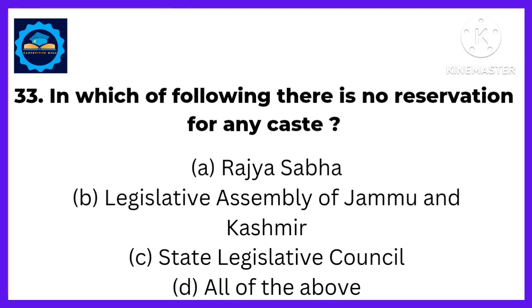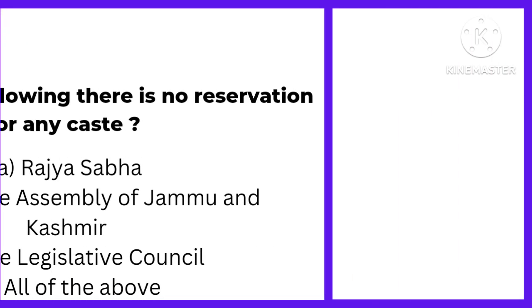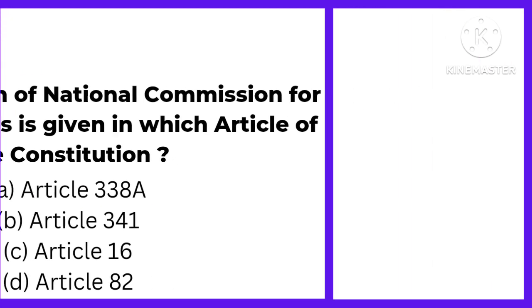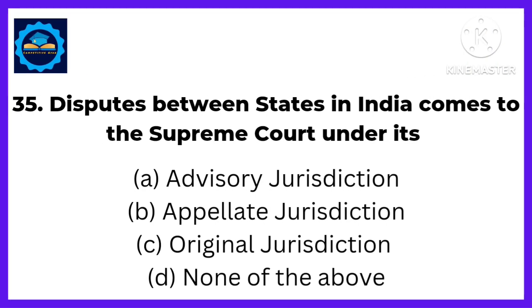Next, in which of the following there is no reservation for any caste? Answer: All of the above. Next, the provision of National Commission for Scheduled Tribes is given in which article of the Constitution? Answer: Article 338A. Next, disputes between states in India come to the Supreme Court under its? Answer: Original jurisdiction.